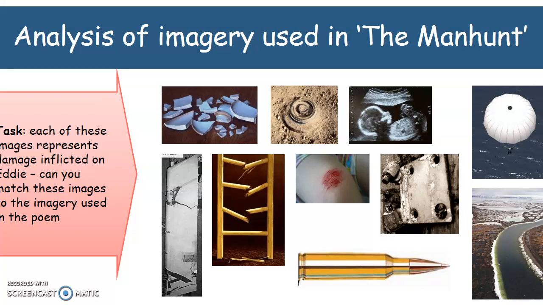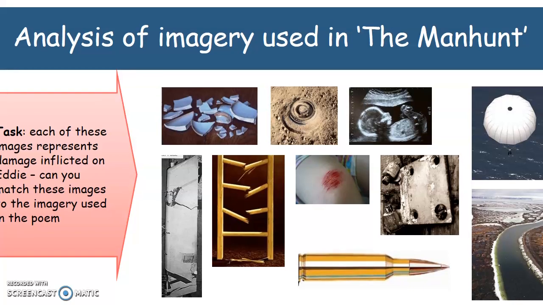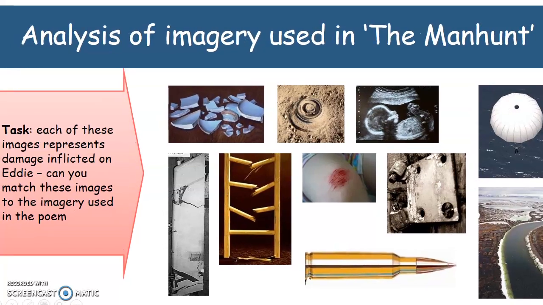Okay, now we're going to move on to the analysis of the imagery in the manhunt. So each of these images represents damage inflicted on Eddie. I want you to see if you can match these images to the imagery used in the poem. So going through, identifying what the image might be and finding the relevant quotation within the poem. So pause this video and complete this task.